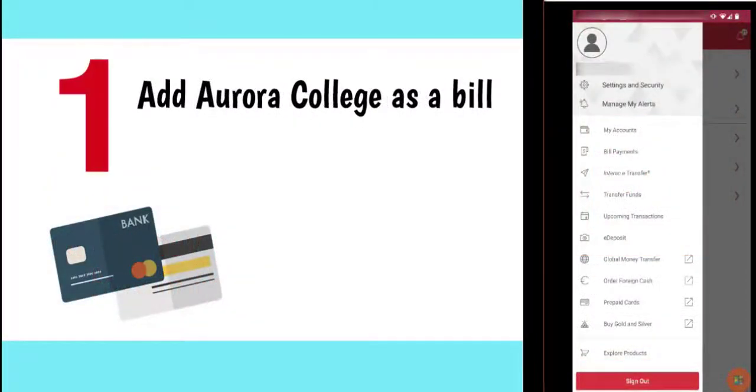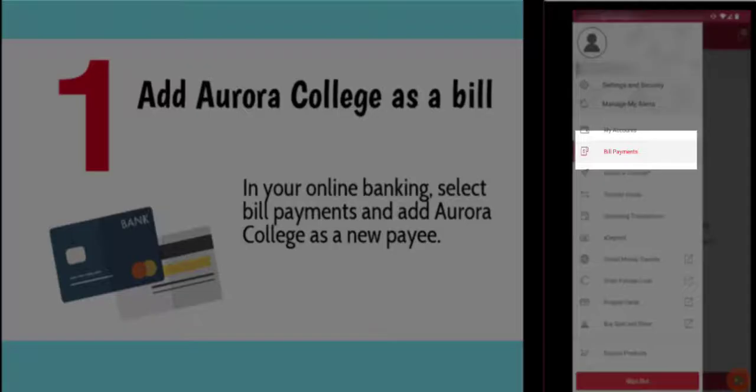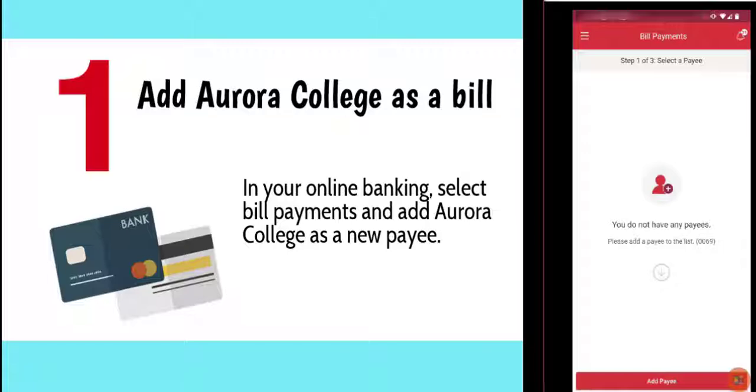Your first step is to add Aurora College as a bill. Once you've logged into online banking, you should be able to access a menu that gives you different banking options. You can see what mine looks like here on the right. From this menu, select the Bill Payments option. Next, add Aurora College as a new payee.